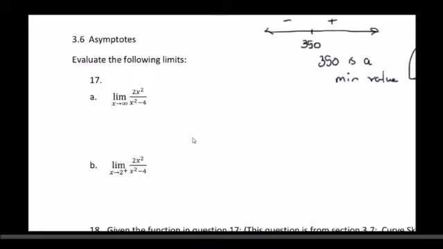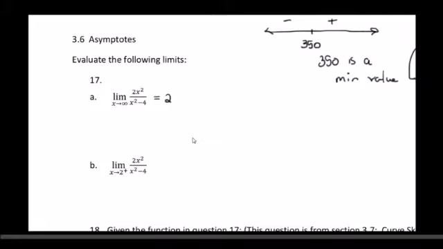Now why is that important to know? That's what the function approaches as x approaches infinity. The function approaches the horizontal asymptote. So just by virtue of the horizontal asymptote being at 2, we could say the limit as x approaches infinity of this function also equals 2.